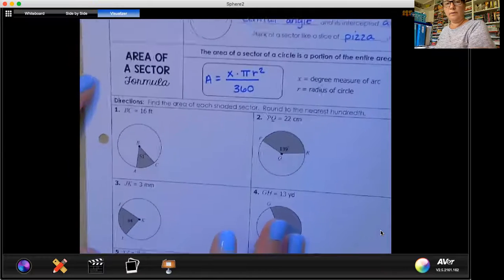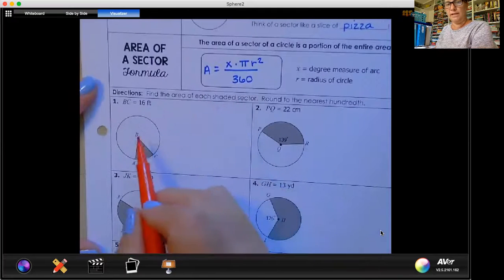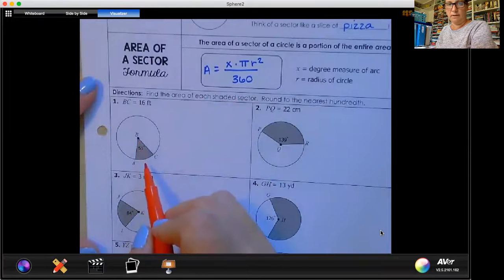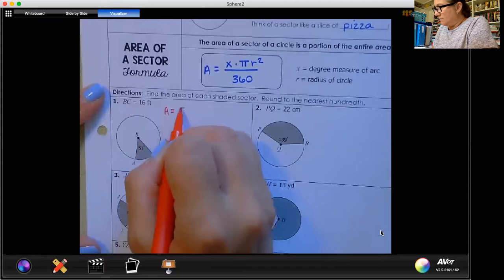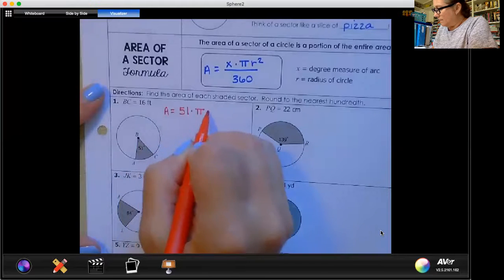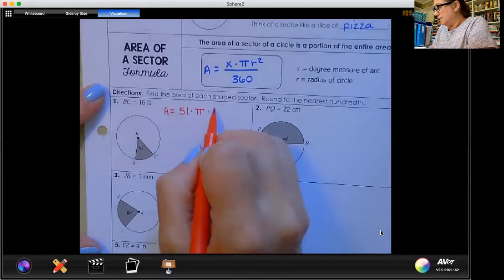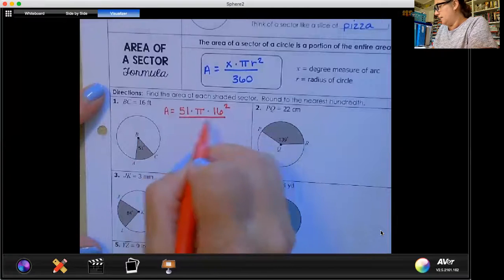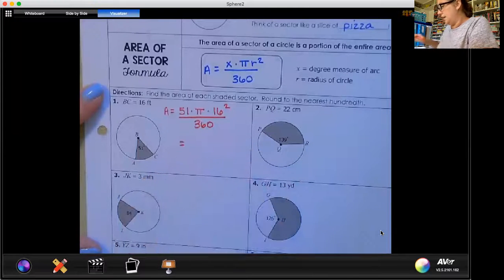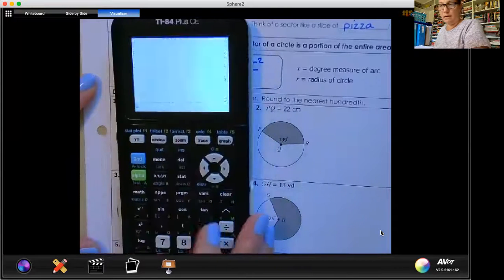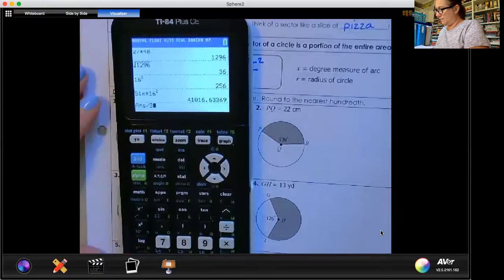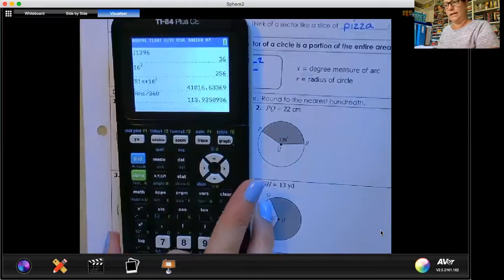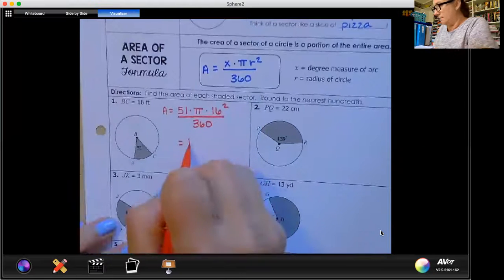So as you look here at problem number 1, where we're finding the area of the shaded sector, our angle measure is 51, which means our degree measure of our arc is also 51. Area is 51 times pi times BC, which is 16 squared, divided by 360. And you're going to be in feet squared for your answer. So 51 pi times 16 squared divided by 360, 113.94 feet squared.